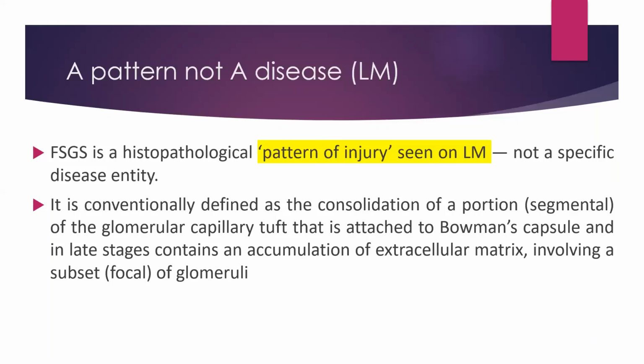So FSGS is a histopathological pattern of injury by LM, not a specific disease entity. It is conventionally defined as the consolidation of part of the glomerular capillary tuft that's attached to Bowman's capsule, and in late stages contains an accumulation of extracellular matrix involving a subset of glomeruli.